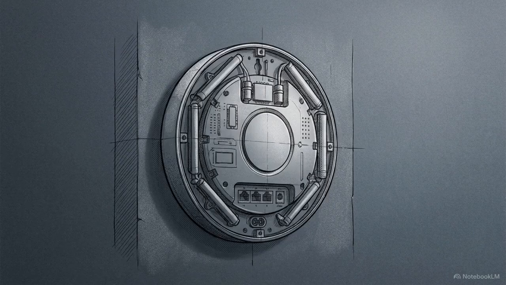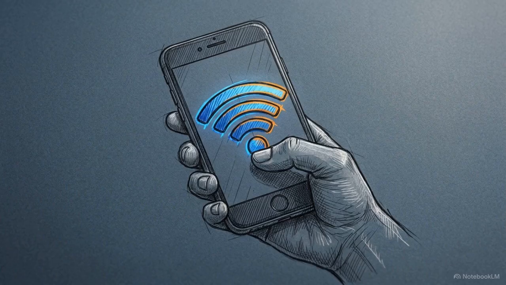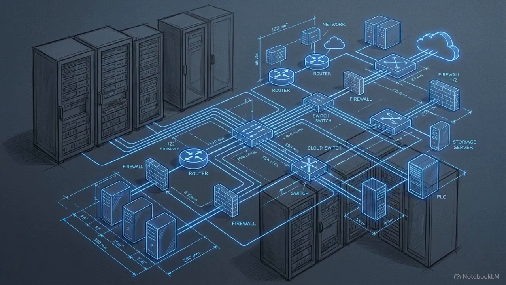Modern nodes are often wireless, which requires the addition of access points. Access points extend the wired network into a wireless Wi-Fi coverage area for mobile devices. With the physical infrastructure established, we must define the logical governance of the network.